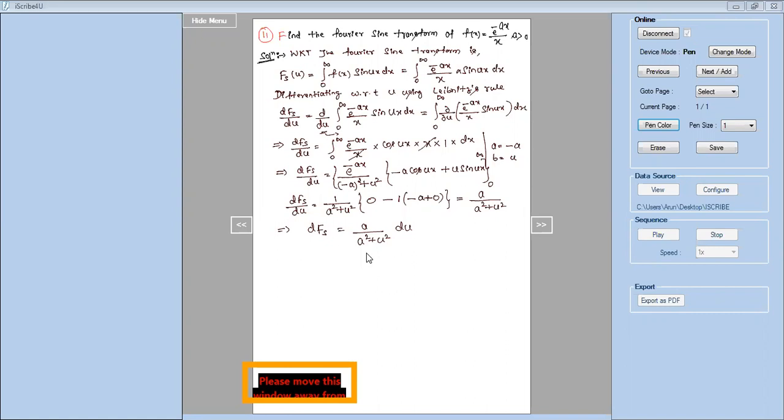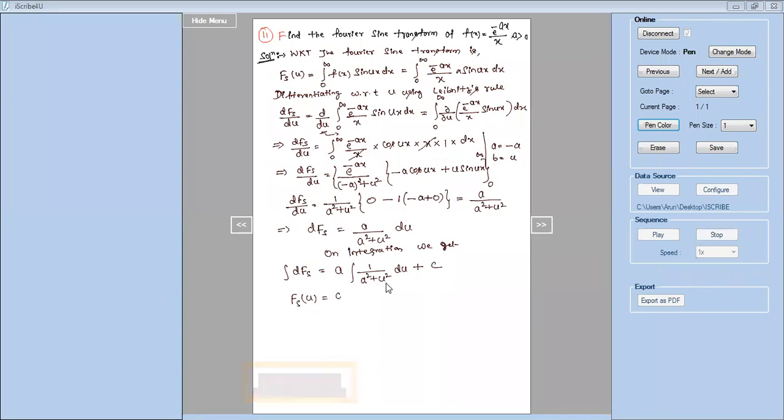And once the variables are separated, to find the final solution I can integrate. On integration, the left hand side is the integration of dfs, equal to the right hand side, a constant, the integration of 1 by a square plus u square into du, plus the constant of integration c. Now we know the integration of dfs is fs, and because fs is a function of u, I'll write fs of u equal to the right hand side.